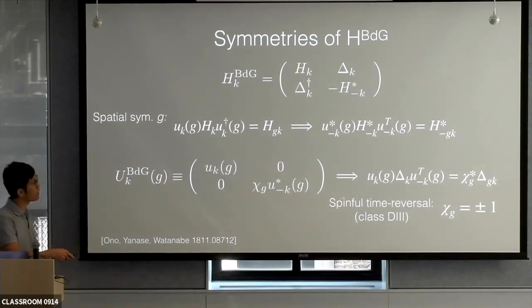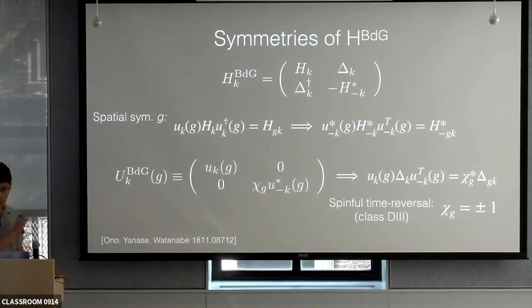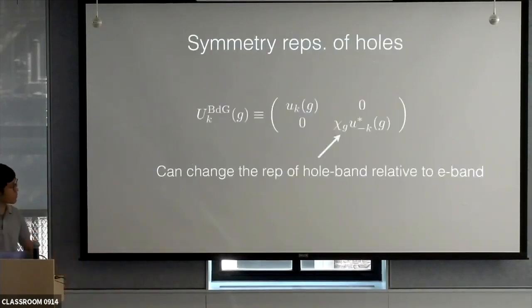So you can try to work this out. If you demand this BdG Hamiltonian to be symmetric under this spatial transformation, then you have basically the pairing order parameter transforming as k to gk, multiplied by this chi_g star here. So it's slightly more complicated what this chi_g can be. Maybe it's some representation of the point group, or a one-dimensional representation of the point group, and so forth. But for most of my talk, I'll just focus on class DIII, which is spin-half electrons with time reversal symmetry. In that case, this is really required to be real. So the only two options would be chi being +1 or -1. So that's how spatial symmetries act in the BdG approach.